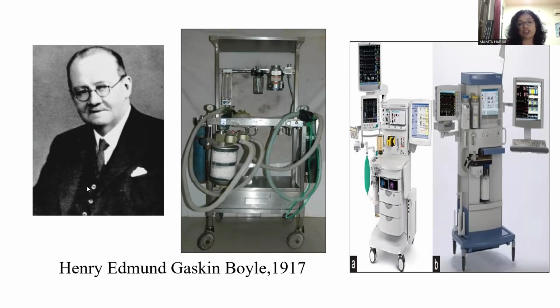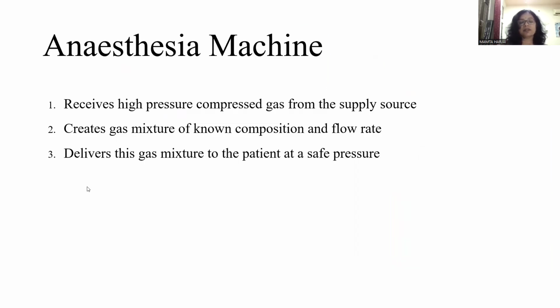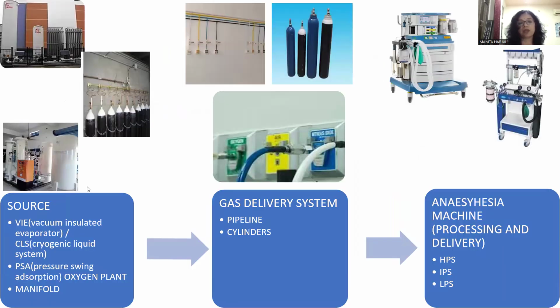With the advent of new technology, new vaporizers, and incorporation of new electronic technology into the Boyle's machine, came the machines which we are nowadays using in everyday practice, and I think every one of us is using those machines only, like Dräger and Reflex. An anesthesia machine basically receives high pressure compressed gas from the supply source, creates a gas mixture of known composition and flow rate, and delivers this gas mixture to the patient at safe pressure.